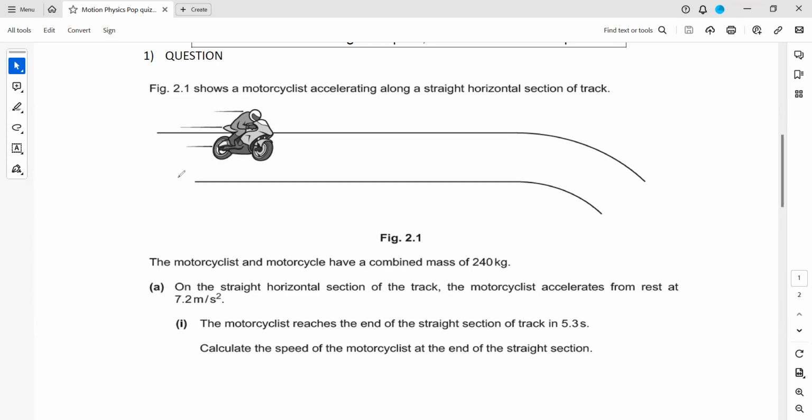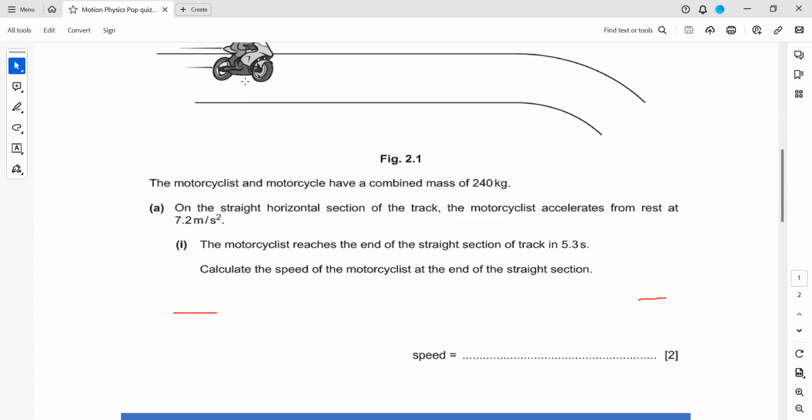On the straight horizontal section, the motorcycle accelerates from rest at an acceleration of 7.2, and he reaches the end of the straight section in 5.3 seconds. Calculate the speed of the motorcyclist. So you have to calculate at what speed he will move in this straight section. So we have to find the final speed.